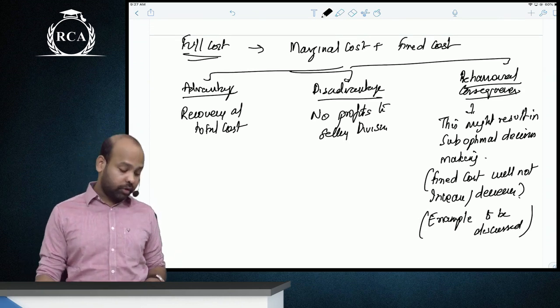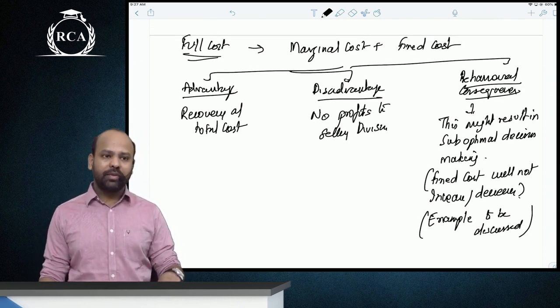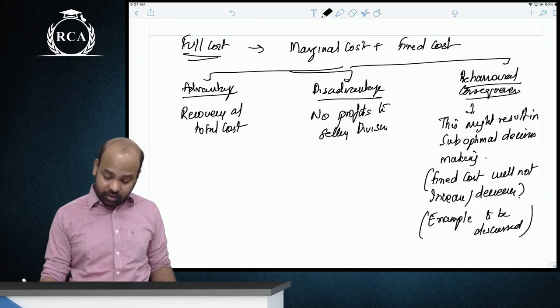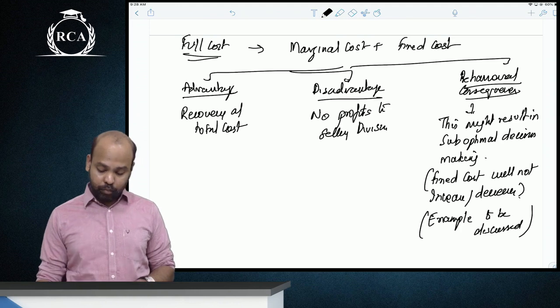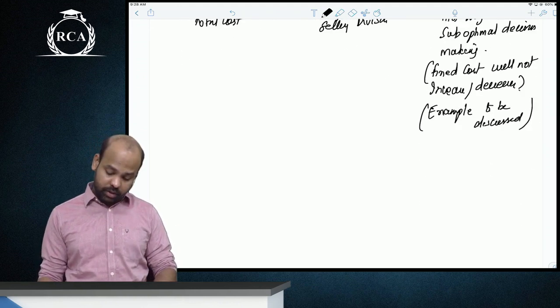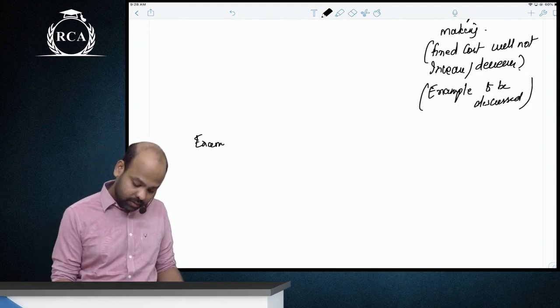ये copy कर लो, beta. Full cost. All of you copy this. Full cost: marginal cost plus fixed cost. Pause करके copy करो, beta, ये सब. अब ये देखो, guys, यहाँ पे एक example.